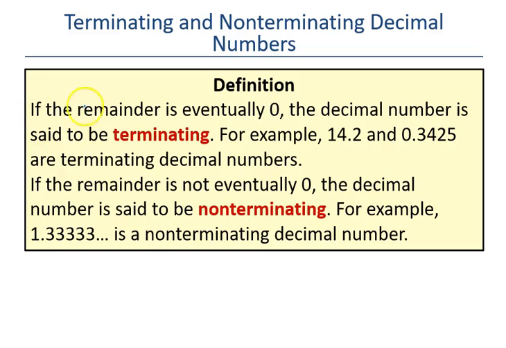If the remainder is eventually 0, the decimal number is said to be terminating. For example, 14.2 and 0.3425 are terminating decimal numbers. They end. If the remainder is not eventually 0, the decimal number is said to be non-terminating or repeating. For example, 1.333..., notice it never stops. It keeps going. That's what these little dots mean. You'll learn about those shortly. It's a non-terminating decimal number. It's just going to keep going and going. Let's take a look at some examples here.